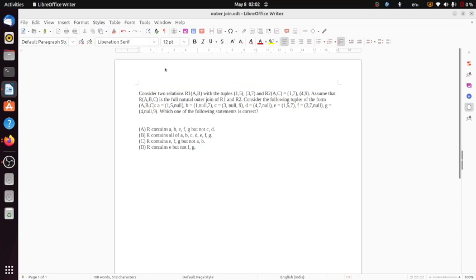Hello everyone. Today I am going to discuss a topic from relational algebra, which is included in the subject database management system. As we know, in a database management system, the RDBMS or relational database management system, there is relational algebra for manipulating the relation or table.